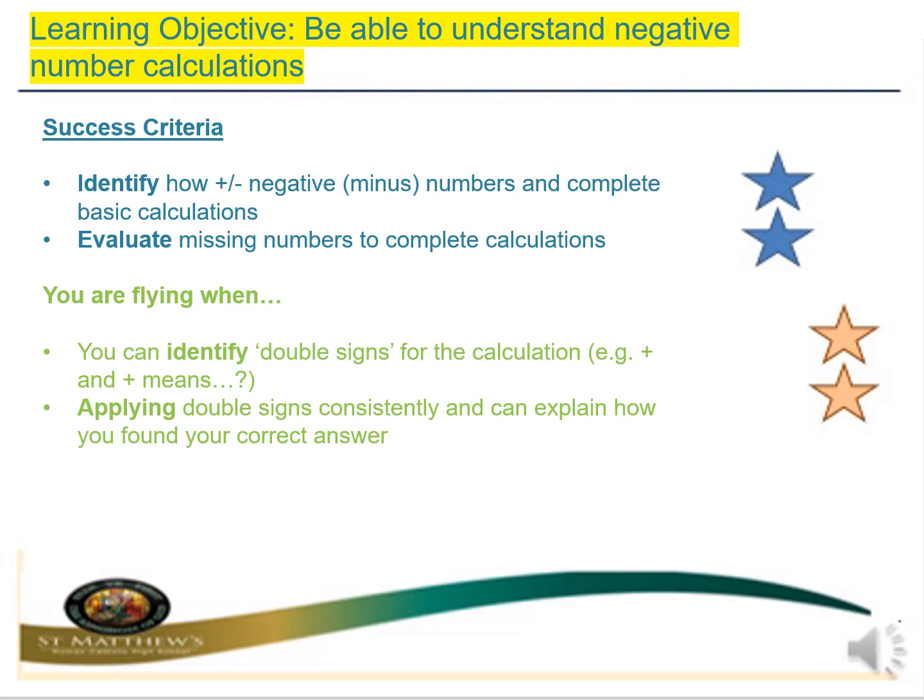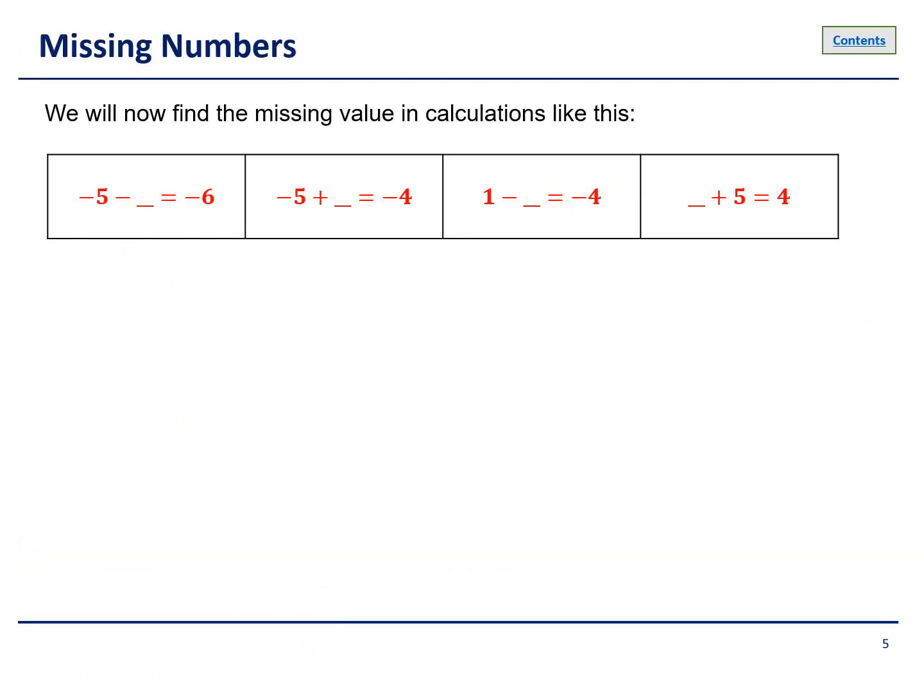Okay, so our learning objective: being able to understand negative number calculations. But today, we're going to be focusing on evaluating missing numbers to complete calculations. So, we will now find the missing value in calculations like this. As you can see here, where there's an underscore symbol, that is where our missing number needs to go.